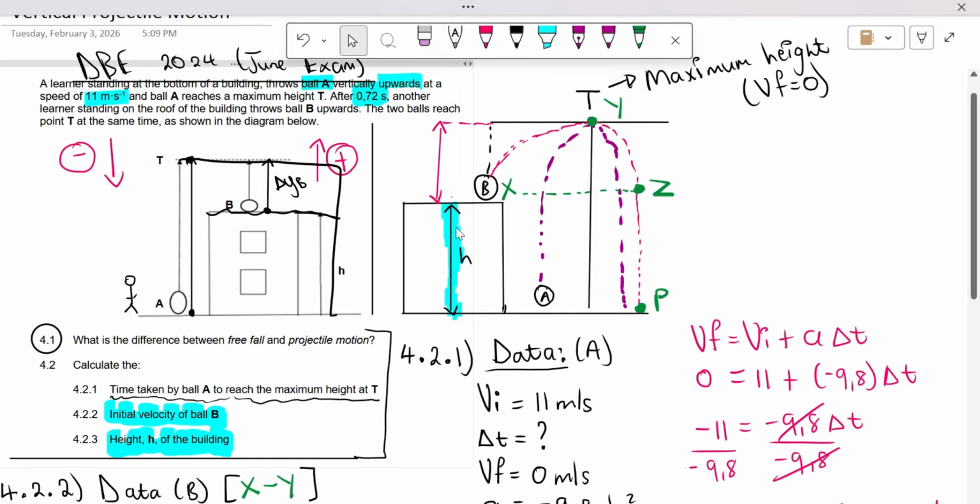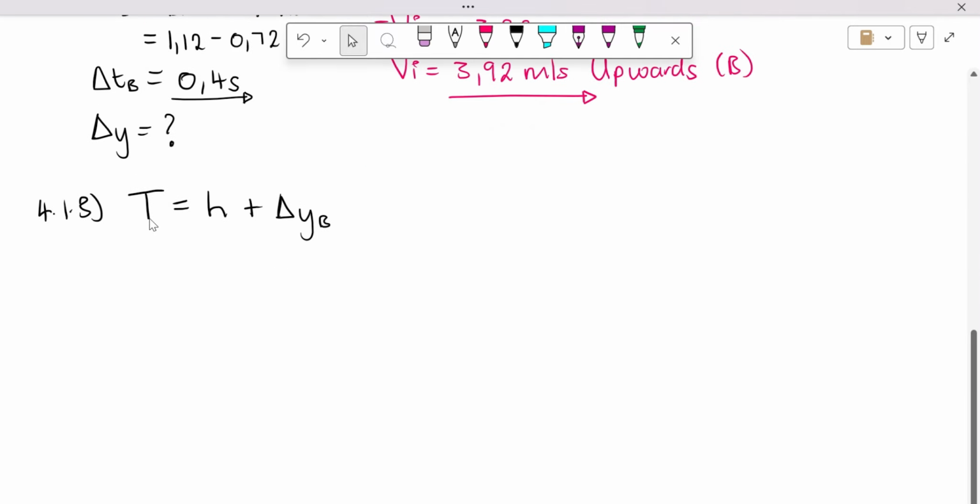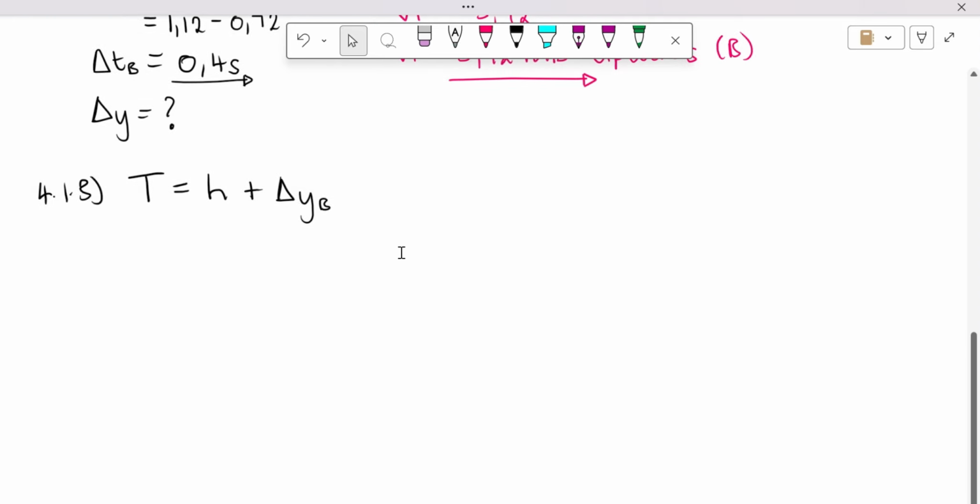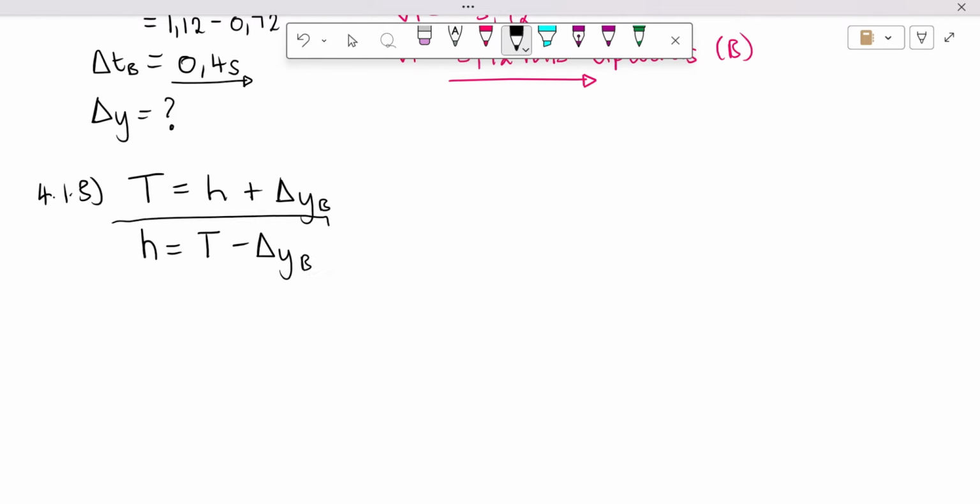So that is why I said the total height T equals the height H, which is what I want, plus delta Y of B. And if I make H the subject of the formula, H is going to be T minus the delta Y of B. So I'm going to be working according to this equation here.